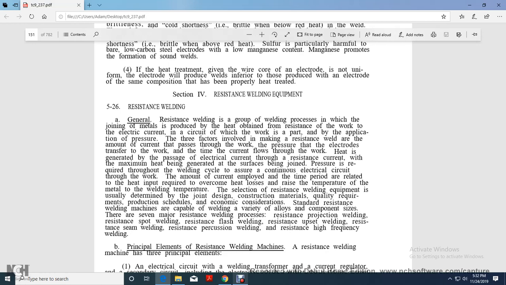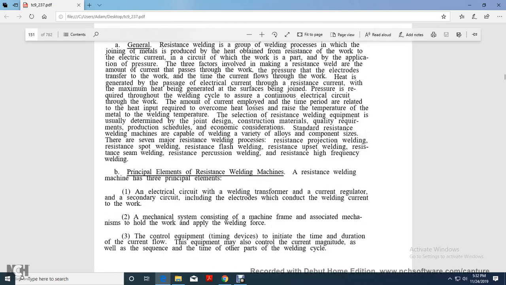Selection of resistance welding equipment is usually determined by the joint design, construction material, quality requirements, production schedule, and economic considerations. Standard resistance welding machines are capable of welding a wide variety of alloys and component sizes. Several major resistance welding processes: resistance projection welding, resistance spot welding, resistance flash welding, resistance upset welding, resistance seam welding, resistance precision welding, and resistance high frequency welding.